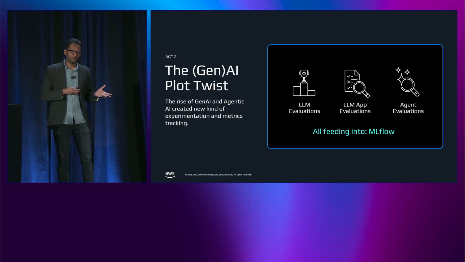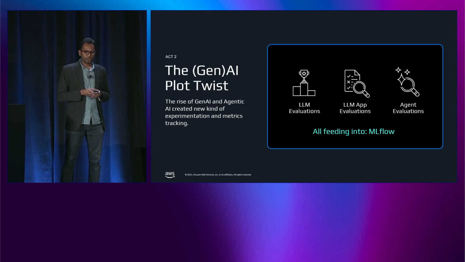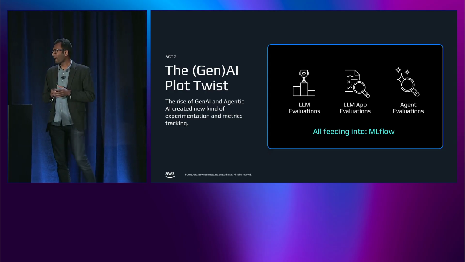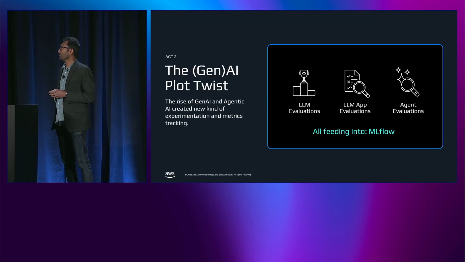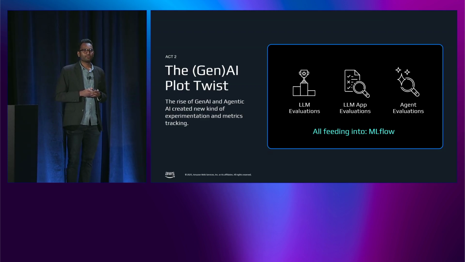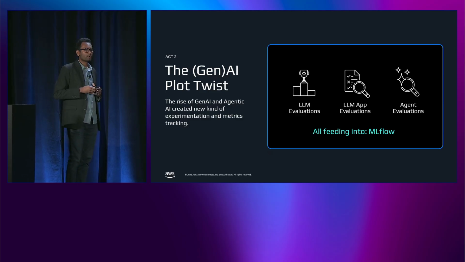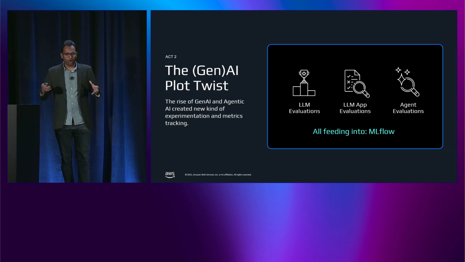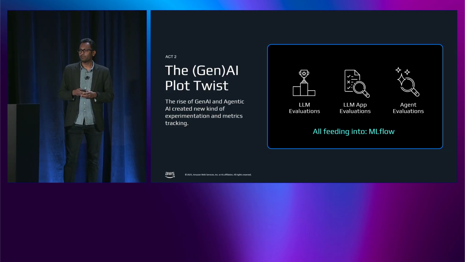Then we have an evaluation service to measure the quality of LLM applications, and an evaluation service to measure the performance and quality of AI agents. So basically, we are not focusing on F1 scores anymore. We were tracking a lot more data and metrics for LLM applications and agents.